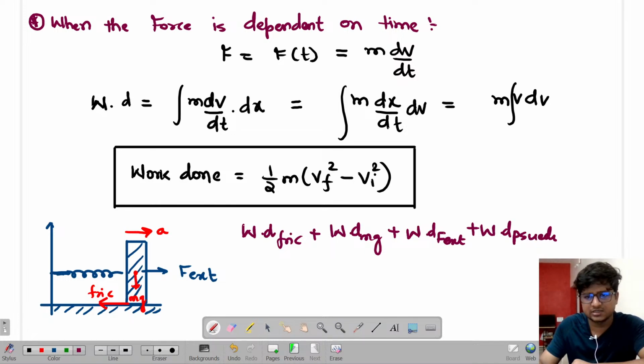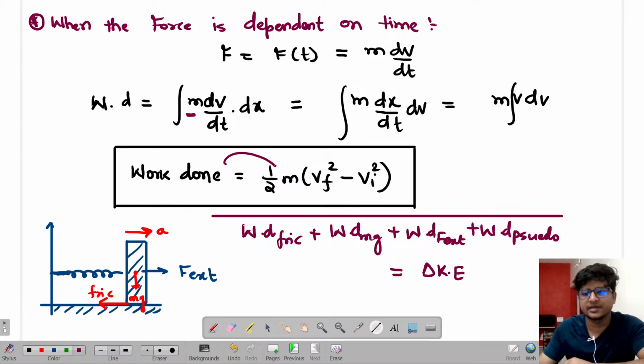There are so many things happening over here that must be equal to something in nature. And this is what they're saying. If I take the work done, the integral of all the forces present on a body of mass m, m dv by dt into dx, all integration means all the forces, basically they result in nothing but the change in kinetic energy. And this is called the work energy theorem.